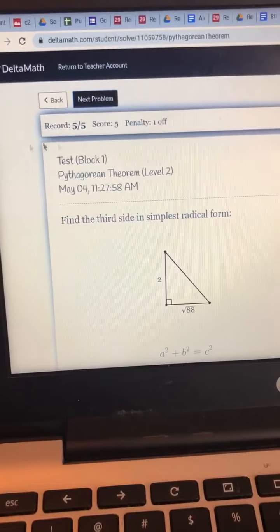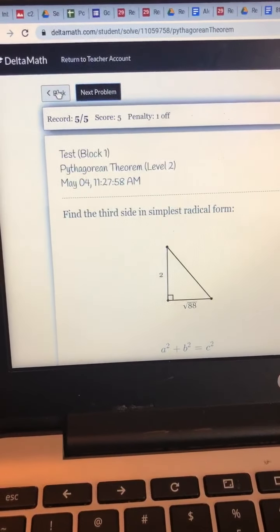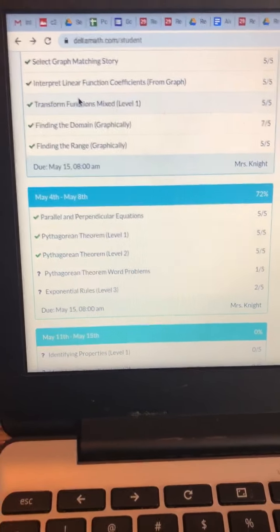And then I'm good. So I have my 5 out of 5 check. And when I hit back, I should have my third check mark.